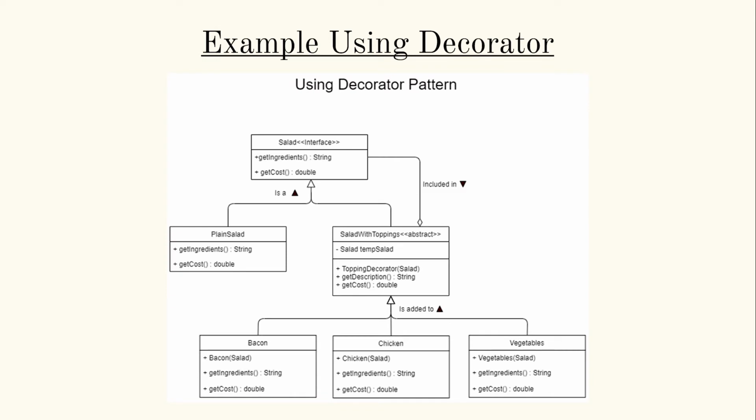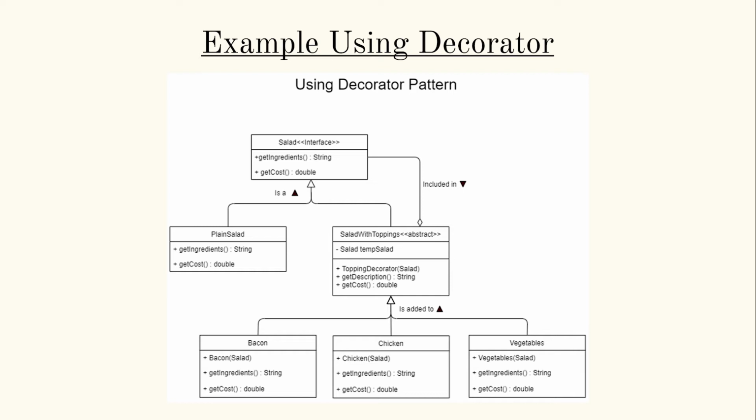Next, we have the same salad example, but instead of using only inheritance, we're using the decorator pattern. So we can see that plain salad and salad with toppings both inherit the salad interface. And at the bottom, we can see bacon, chicken, and vegetables both inherit salad with toppings. And by having these three separate bacon, chicken, and vegetable classes, this can actually solve our first problem from the previous example from only using inheritance. So if the cost of bacon goes up, we only need to change the cost of bacon inside the bacon class and not touch the rest of the classes.